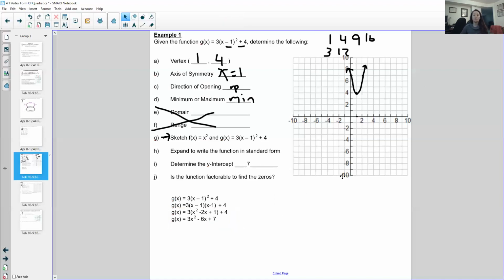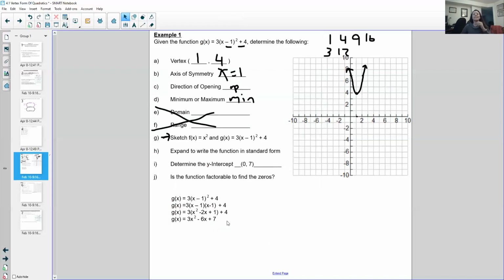We already have this beautiful graph. If you wanted to check your answer, look at my graph. It comes up and it did cross at exactly 7. So we know that the y-intercept is 7. We can write this as a coordinate (0, 7), and close your brackets.